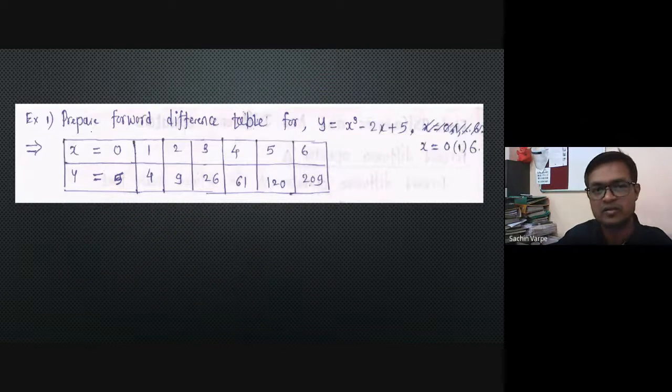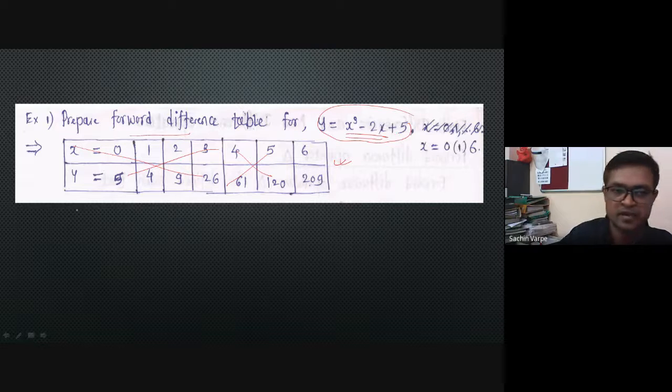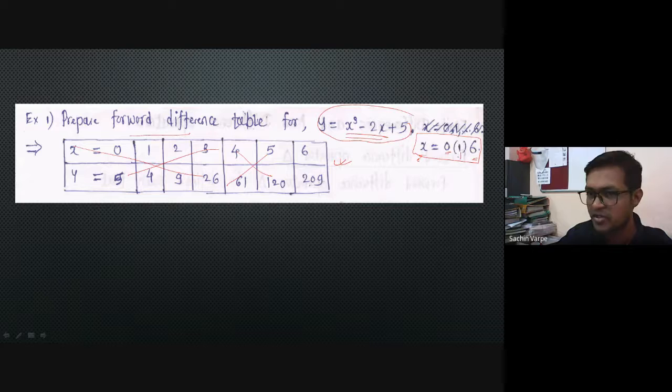So this is an example. Prepare a forward difference table for this function y equal to x cube. So these points will not be given to us, remember. Okay. We have to get this table first of all for this particular polynomial. So as we have given y equal to x cube minus 2x plus 5, and this is given to us, x varies. What does it mean? This means that x varies from 0 to 6 with the difference of 1.